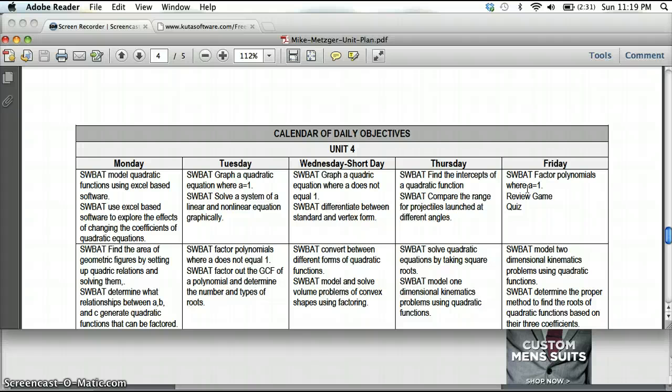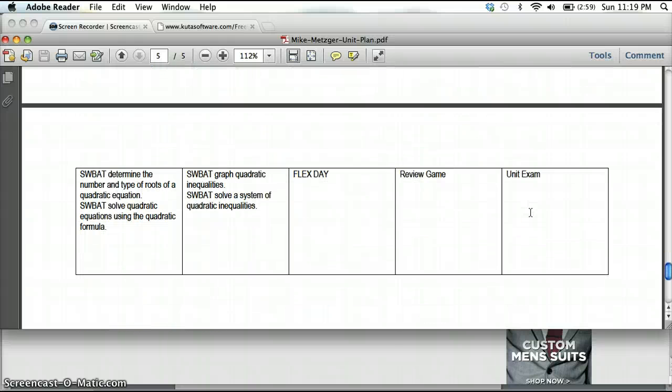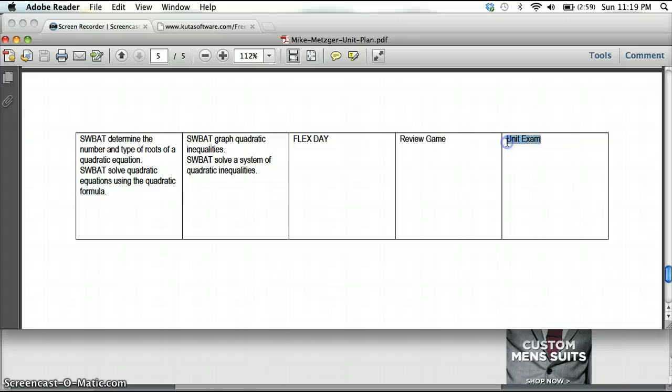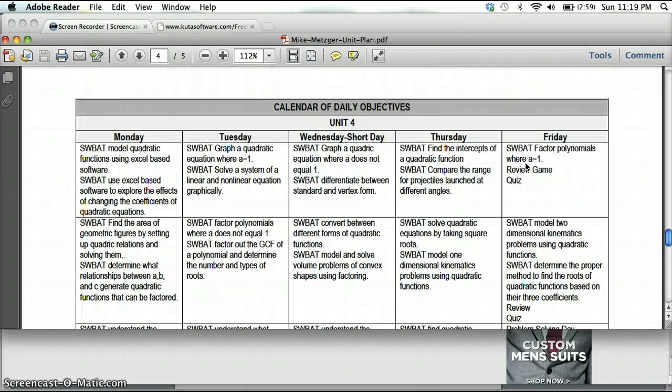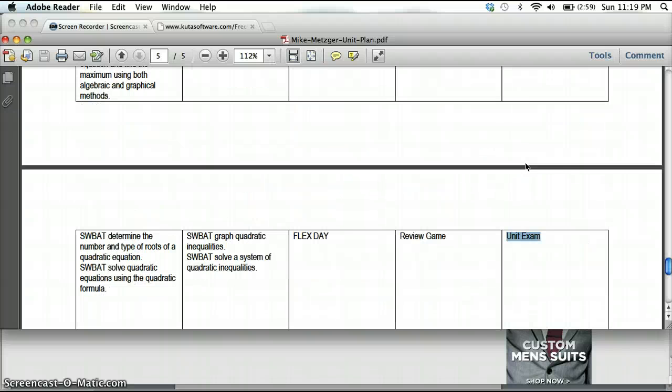So you want to take your learning targets and you want to see, okay, how long are they going to take students to fully understand? And you're going to break them up into different days, as Mike did here. Notice that the unit exam is going to be the last thing that students will do in this unit. Now, backwards planning.